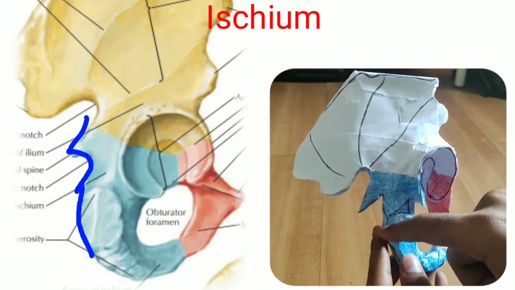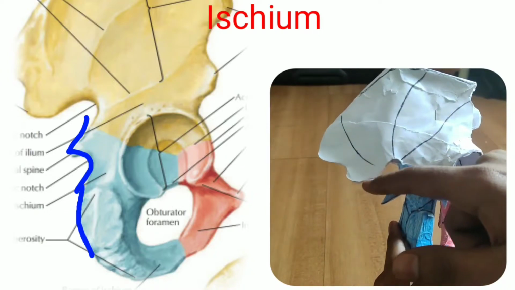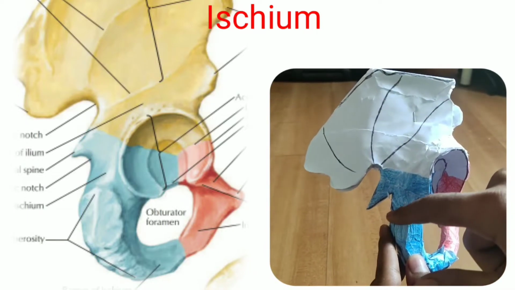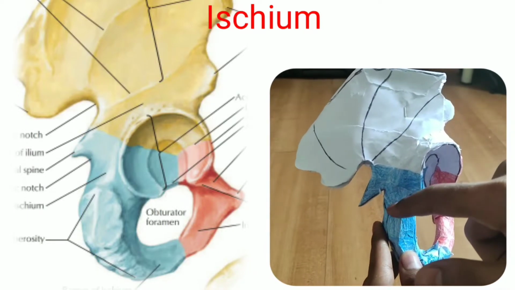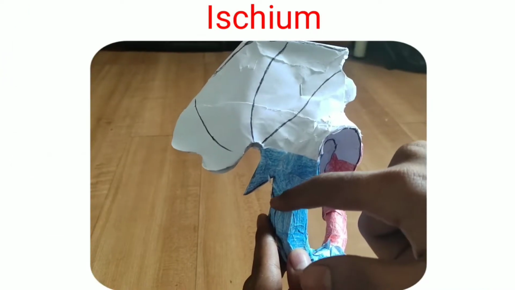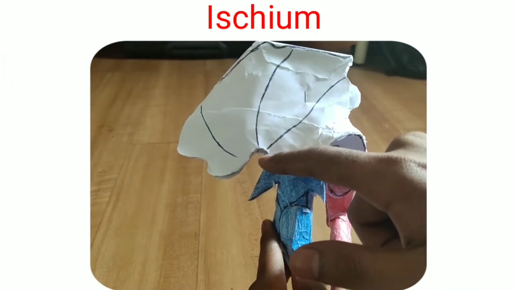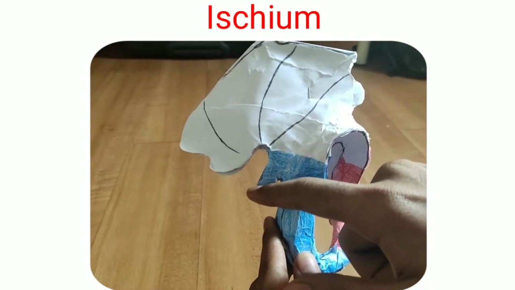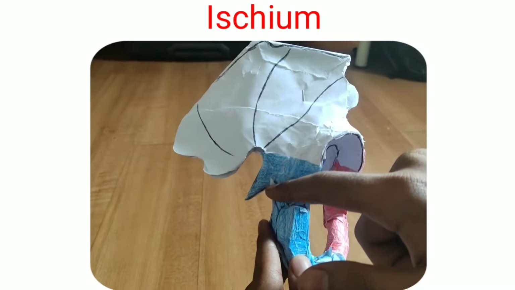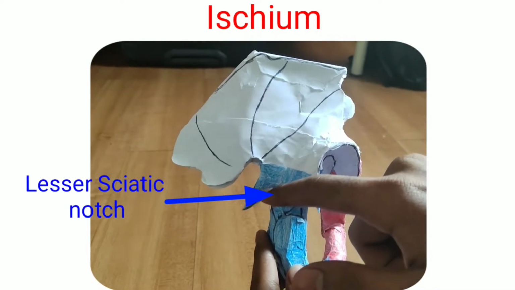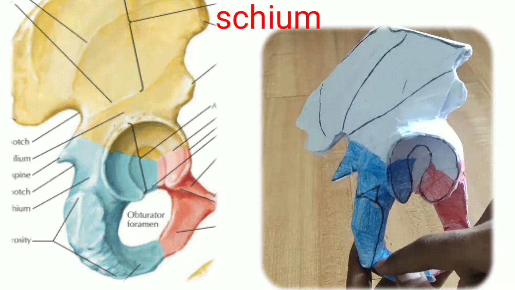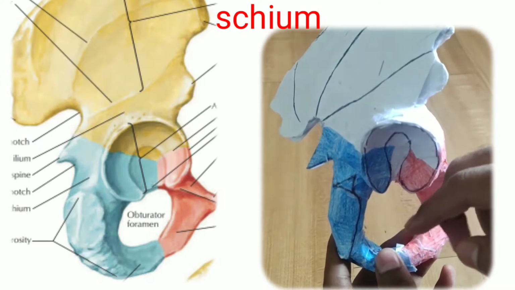The posterior border is a continuation of the posterior border of the ilium, and it will end up in the upper part of the ischial tuberosity. This posterior border will form the lower border of the greater sciatic notch, and it will completely form the border of the lesser sciatic notch here. And these three borders will separate the ischium into three surfaces.